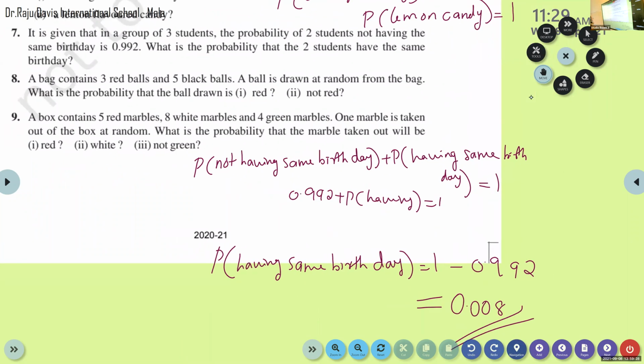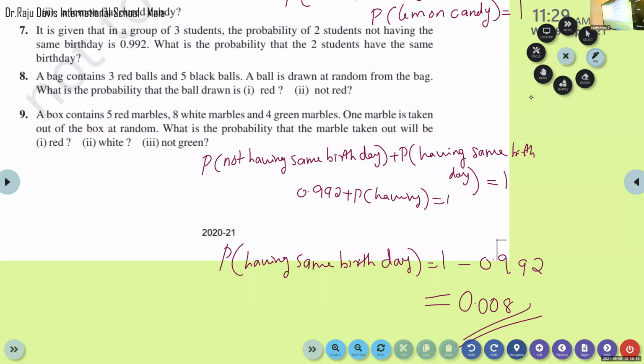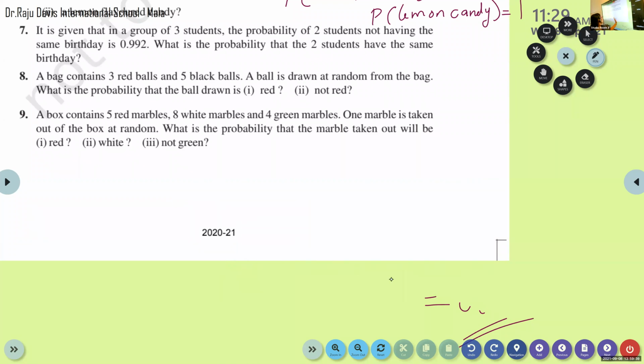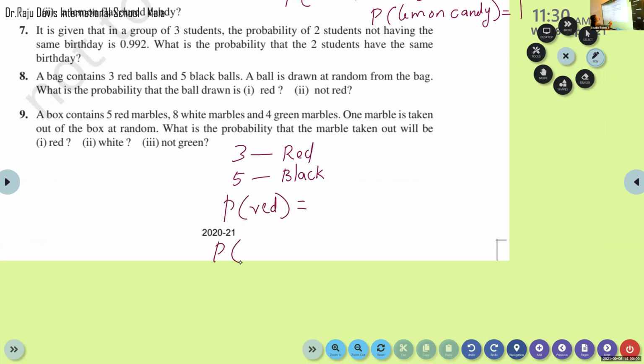Eighth question. Do it, you can do it. Try. A bag contains 3 red balls and 5 black balls. A ball is drawn at random from the bag. What is the probability of getting red? Not red?